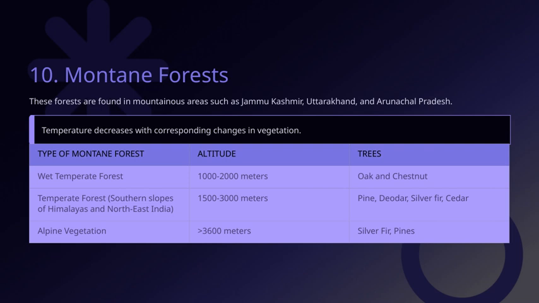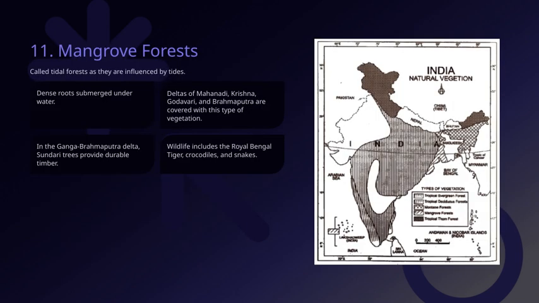Let's talk about mangrove forests, which are also called tidal forests because they are heavily influenced by the tides. These forests have dense roots that are often submerged underwater, providing a unique habitat. In the Ganga-Brahmaputra Delta, you'll find Sundari trees, which are particularly valuable because they provide very durable timber. This type of vegetation is not limited to just one area. The deltas of the Mahanadi, Krishna, Godavari, and Brahmaputra are all covered with mangroves.